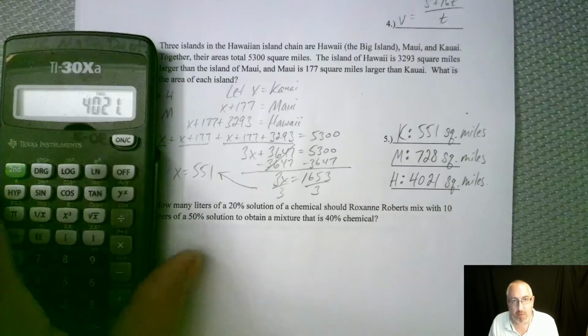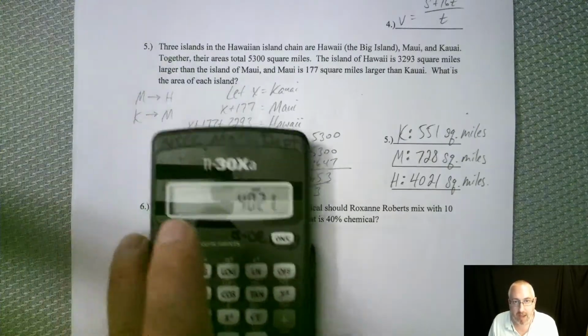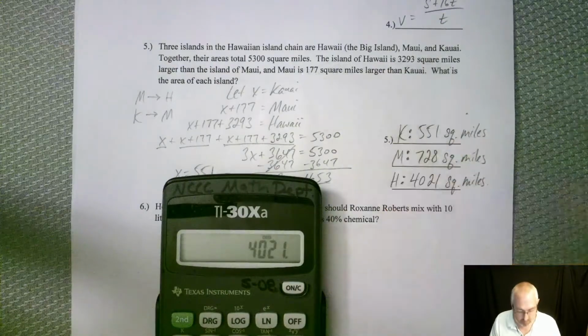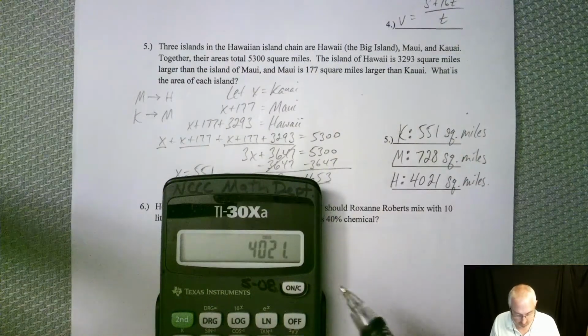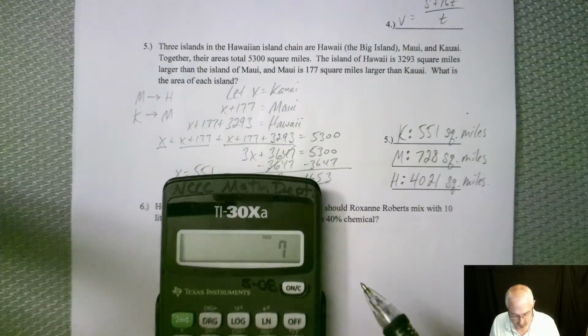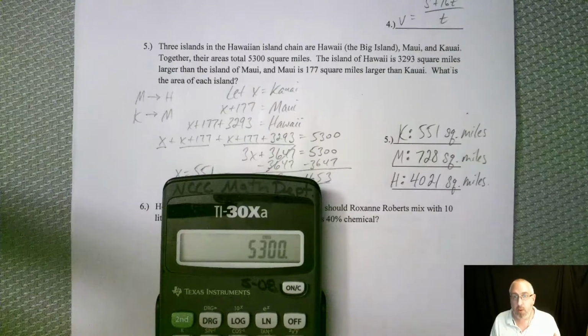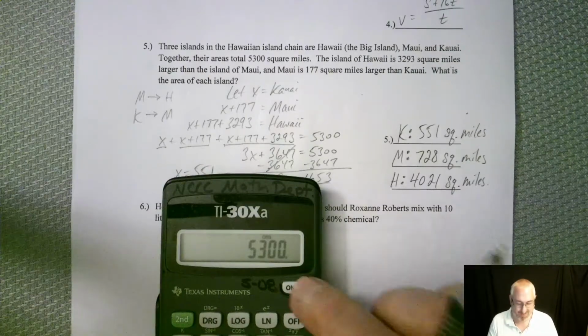All right. But how do we know we did it right? Well, let's just double check it and make sure. Let's add up all three of them, and we should get our 5,300. So we already got 4021 in there. Let's add 728 plus 551. Whew, we got it. So, checks out.